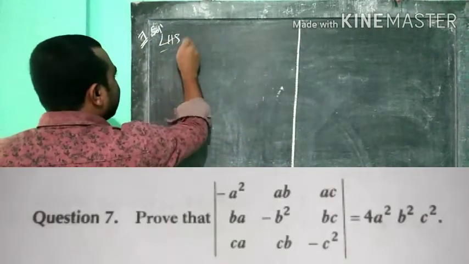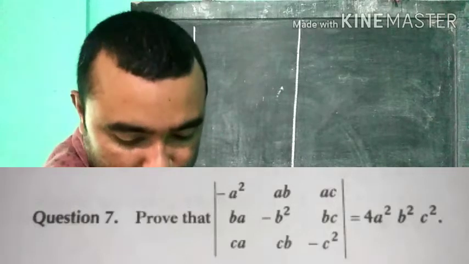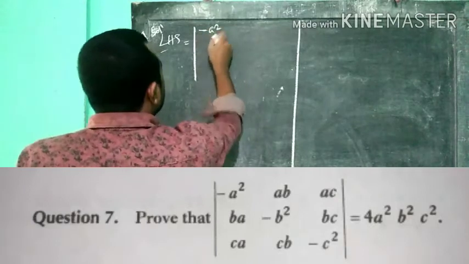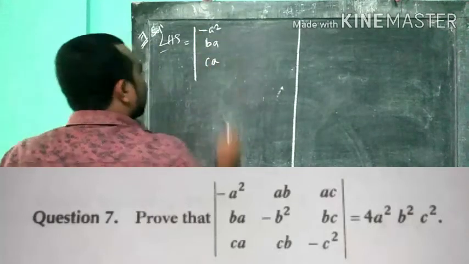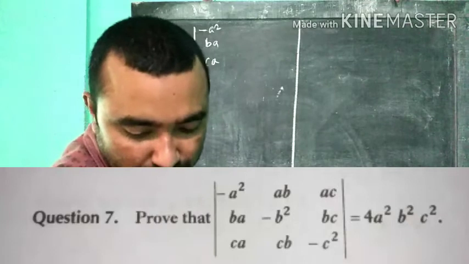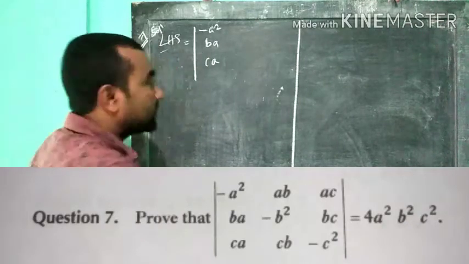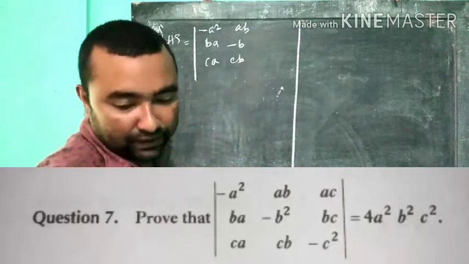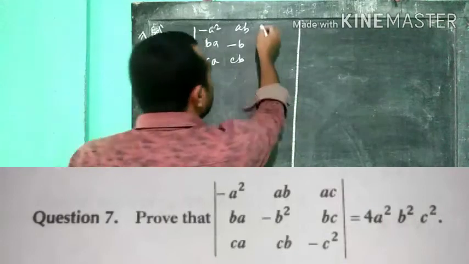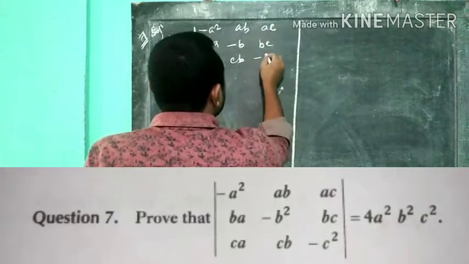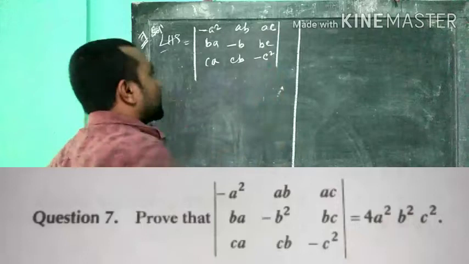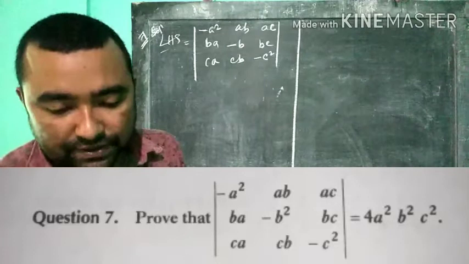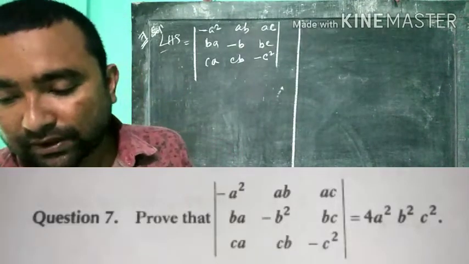Left-hand side equals what? It is given here: first column is -a², ba, ca. Second column is ab, -b², cb. And third column is ac, bc, -c². This is the left-hand side, and we are going to prove that it equals 4a²b²c².